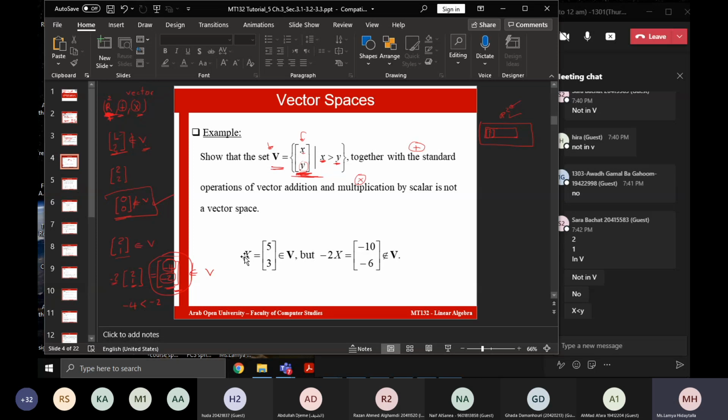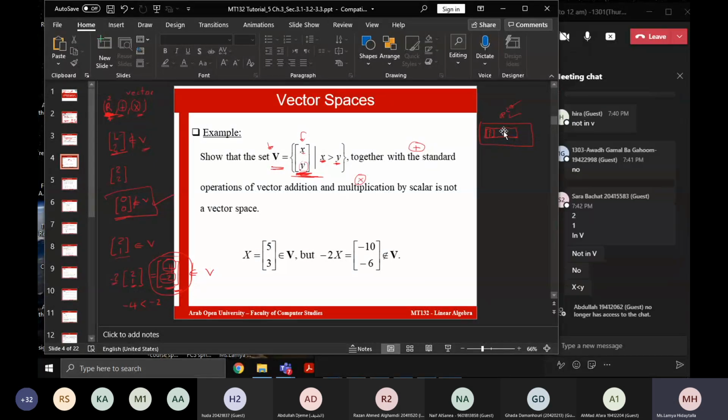How? He took x equal to (5, 3), but minus 2 times it gives (minus 10, minus 6). So this one is not greater than that. This is smaller than this. So that means it's not belonging to my space. It's out of my space. This element is here in R2, but not in my space of vectors. So this one is not a vector space. Clear?